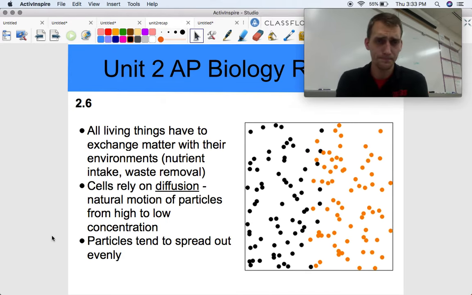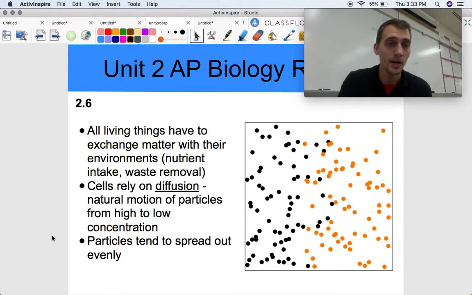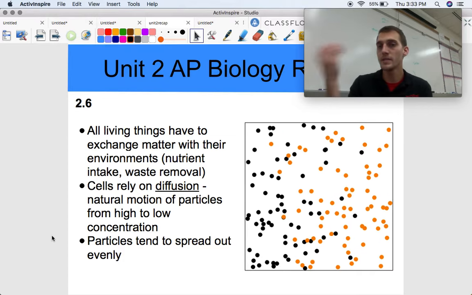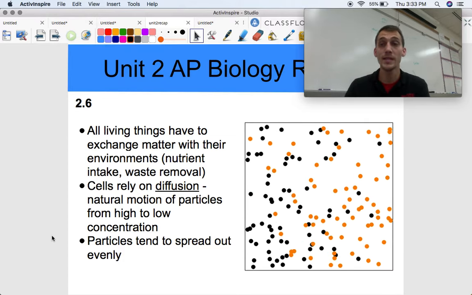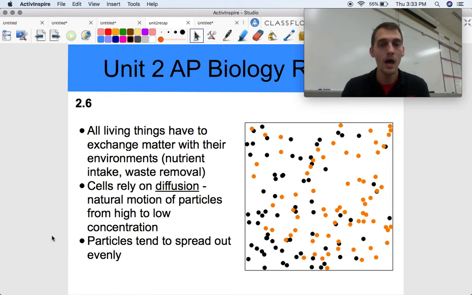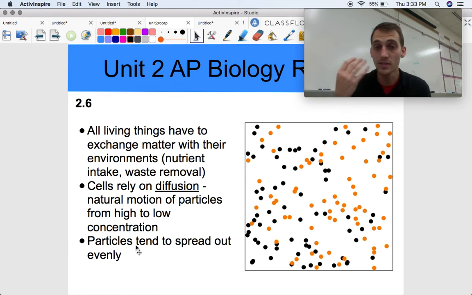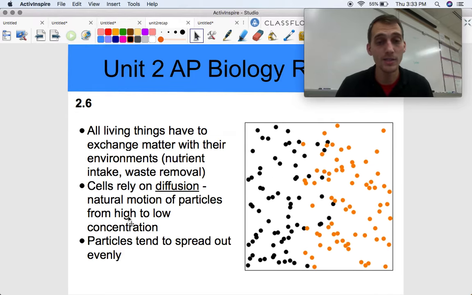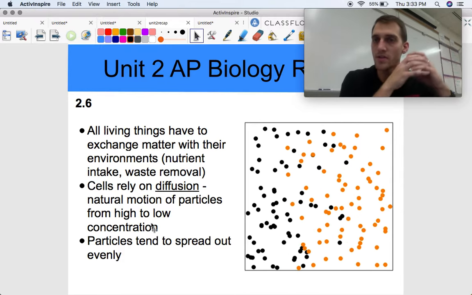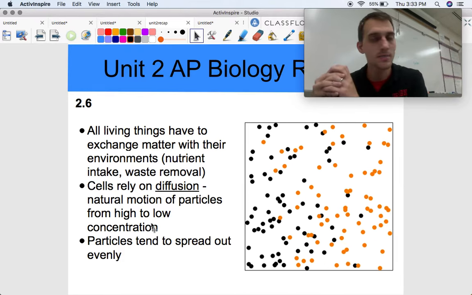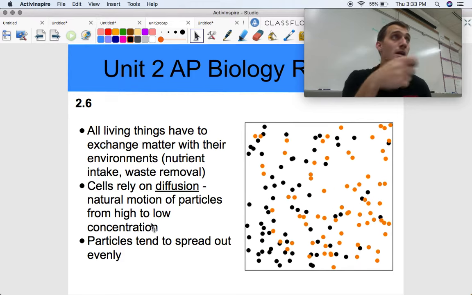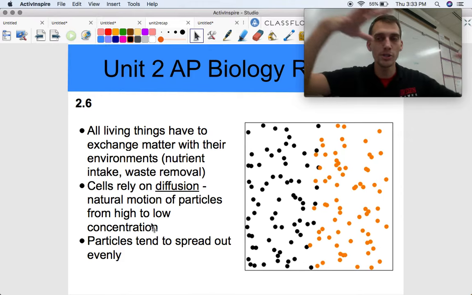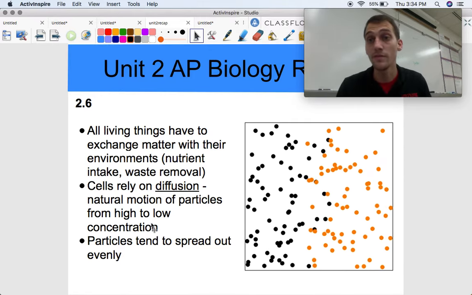On to 2.6. All right, talking more about diffusion here. All living things have to exchange matter with their environments, like we talked about before. Everything has to take in food, everything has to eliminate waste, and once again, cells rely upon diffusion for that. And what is diffusion? Diffusion is the tendency for particles to spread out evenly, to move from an area of high concentration to low concentration, from where there's a lot of it to where there's not very much. It doesn't matter what it is, it tends to diffuse. You spray Febreze in a classroom, it's concentrated in the bottle, and then once you spray it out, it's going to spread out, and that's what diffusion is.